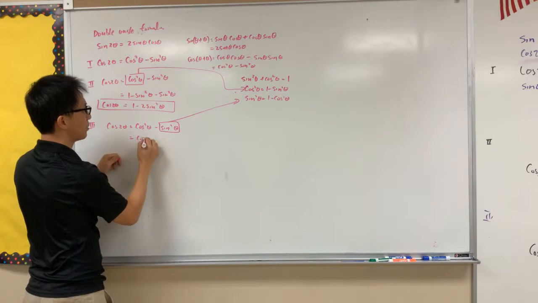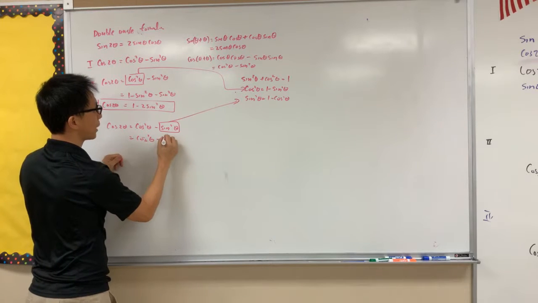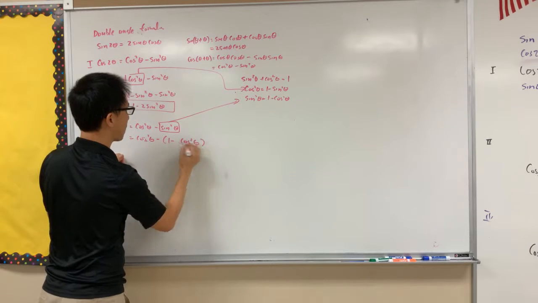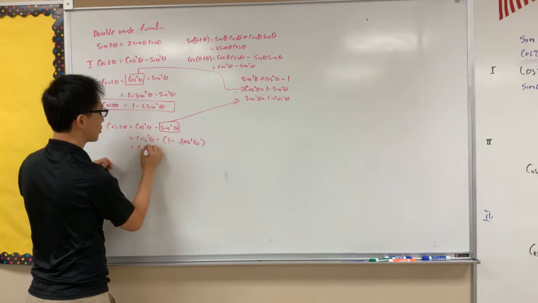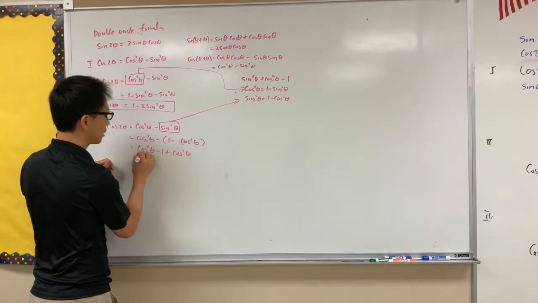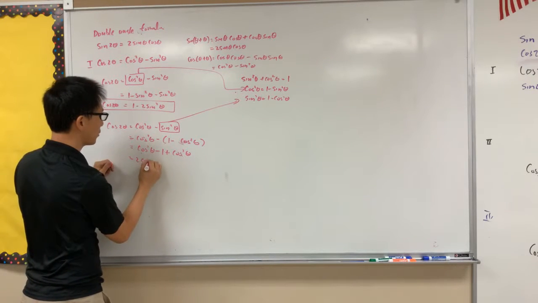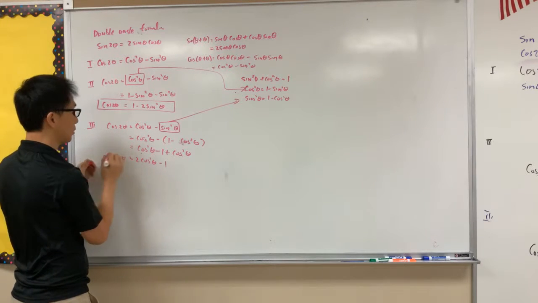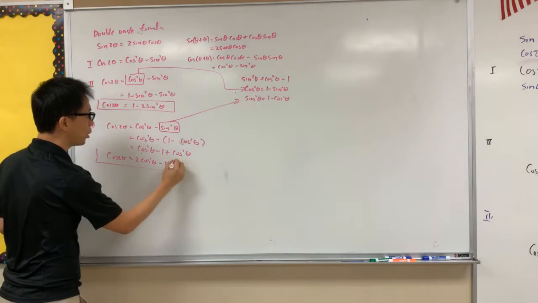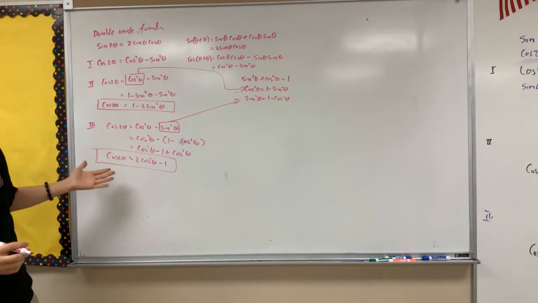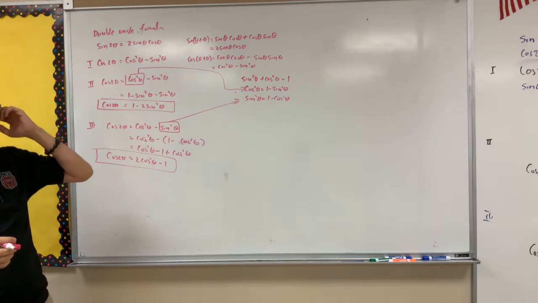So it'll be cosine squared theta minus 1 minus cosine squared theta. That's equal to cosine squared theta minus 1 plus cosine squared theta. There's two of them, so it'll be 2 cosine squared theta minus 1. So this is something we know already. I didn't cover anything new. I just showed you what I proved.